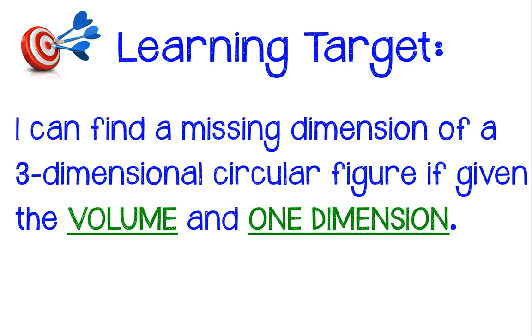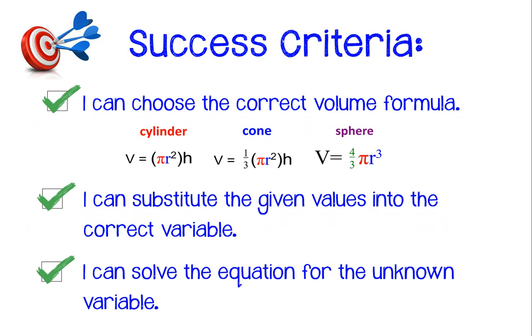So this lesson is about finding a missing dimension of a three-dimensional circular figure known as a cylinder if given the volume and one of the other dimensions, a radius, a height, a diameter, or a circumference even. In order to find that missing dimension, you have to make sure you know what formula you're using. For today's assignment, all of our questions will be about cylinders. So you have to choose the correct formula. We will not be using these today.